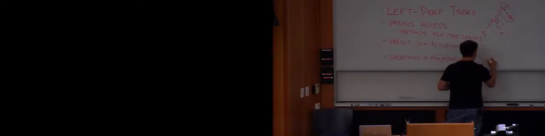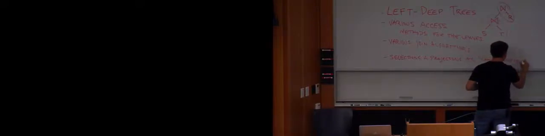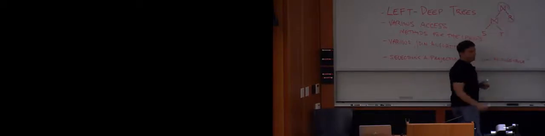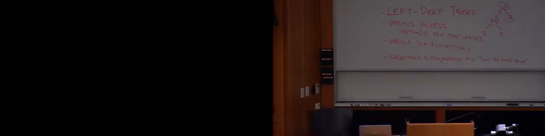And by low, I mean as close to the leaves of the tree as possible. Okay? So we'll always be projecting out columns that aren't needed higher up in the tree. We'll always be applying selections as soon as we have the attributes that we need to apply those selections. So this is the plan space that we're going to consider.